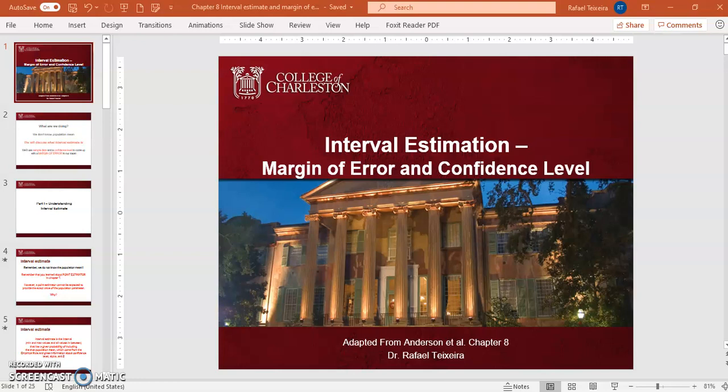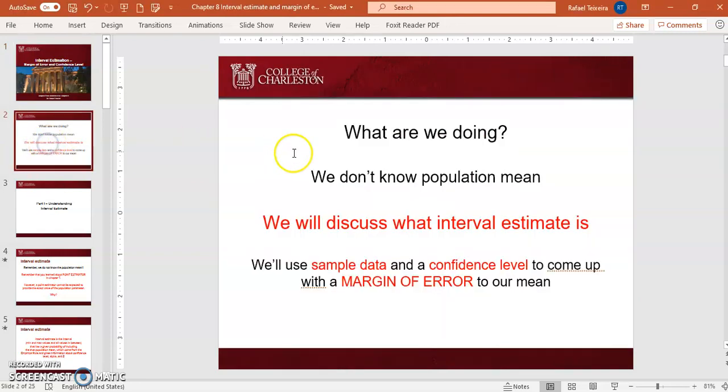Hi, this video is to talk about interval estimation. That's our focus on chapter 8, and I'm going to start talking about margin of error and confidence level. These are two new concepts you must understand. But before I talk about that, let me tell you what we are doing in this chapter.